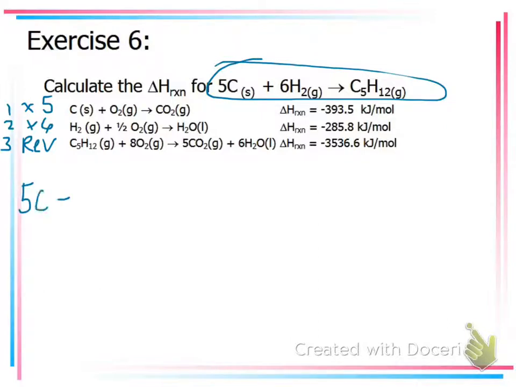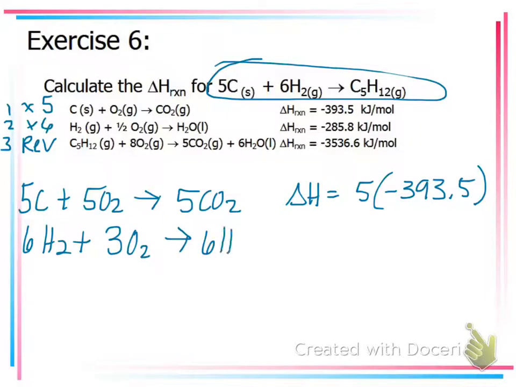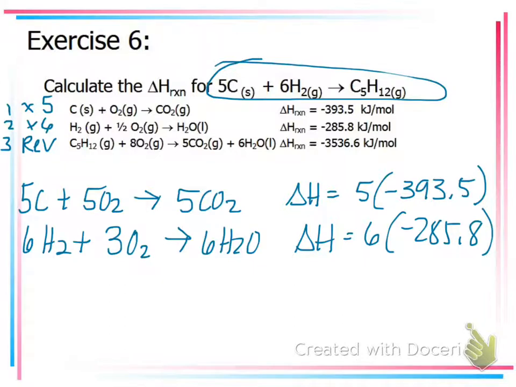5 carbon plus 5 oxygen yields 5 CO2. My delta H is now going to be 5 times negative 393.5. If you want to go ahead and multiply that and put it down, you can. I'm going to write it like this so you realize I have to multiply it by 5, so I don't just write down this big number and you're like, where did that come from? Then we have 6 hydrogen plus how many oxygen? 3 yields 6 water. So delta H is going to be 6 times negative 285.8.